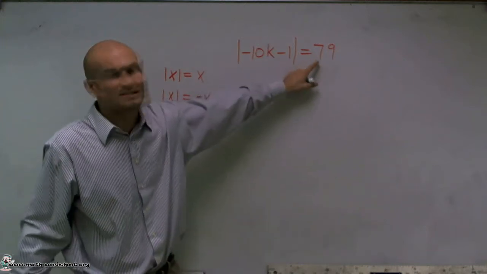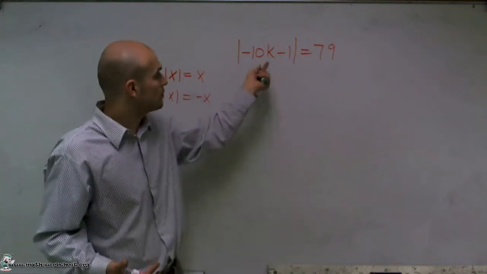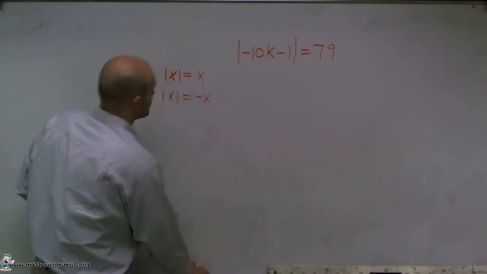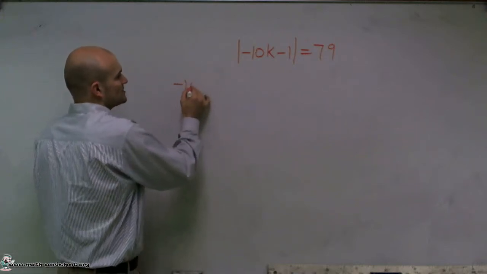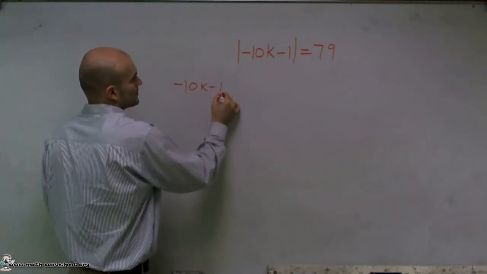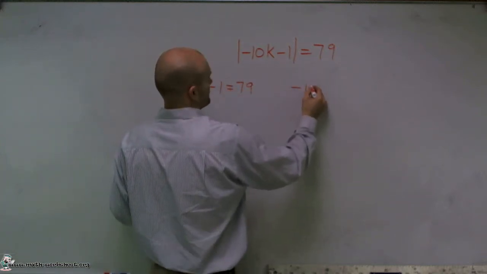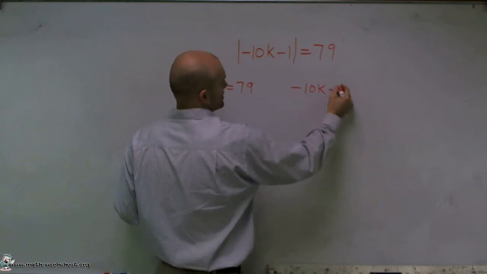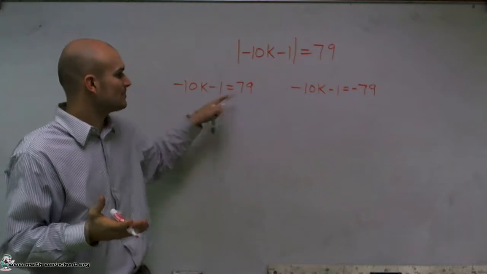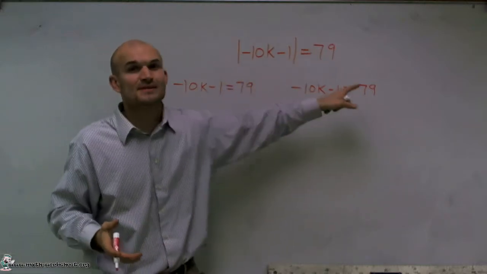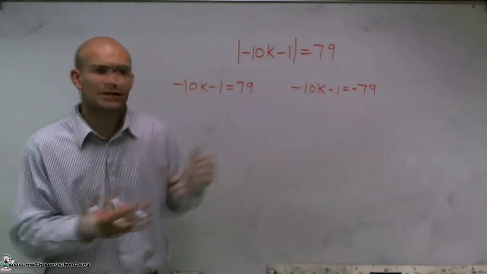And what we do is we set our answer to a positive and a negative to be able to solve for our missing value. So what I'm going to do is set up two separate cases. First case is the positive value, and the second case is the negative value, or the opposite value, I should say. Okay, so now I've set up two separate cases where I have the opposite values for my other side of my equation.